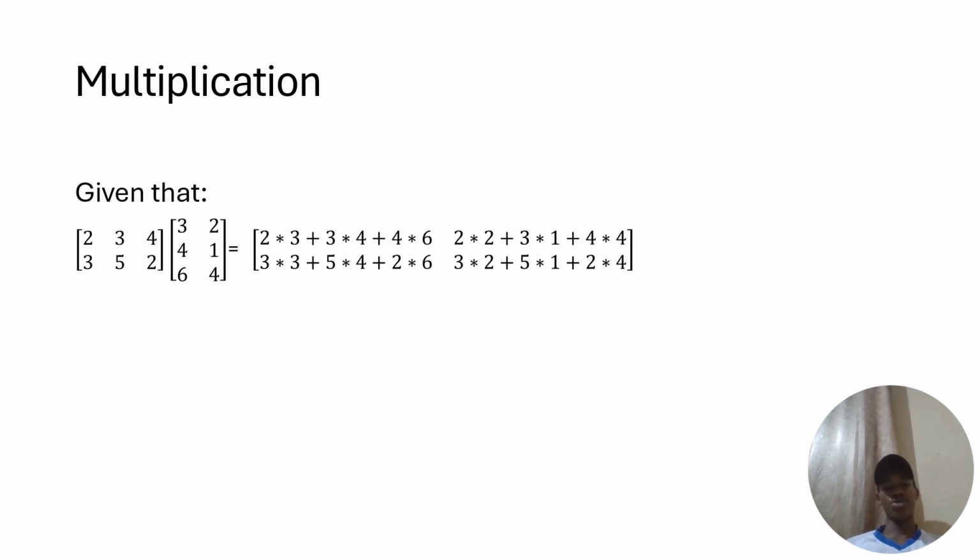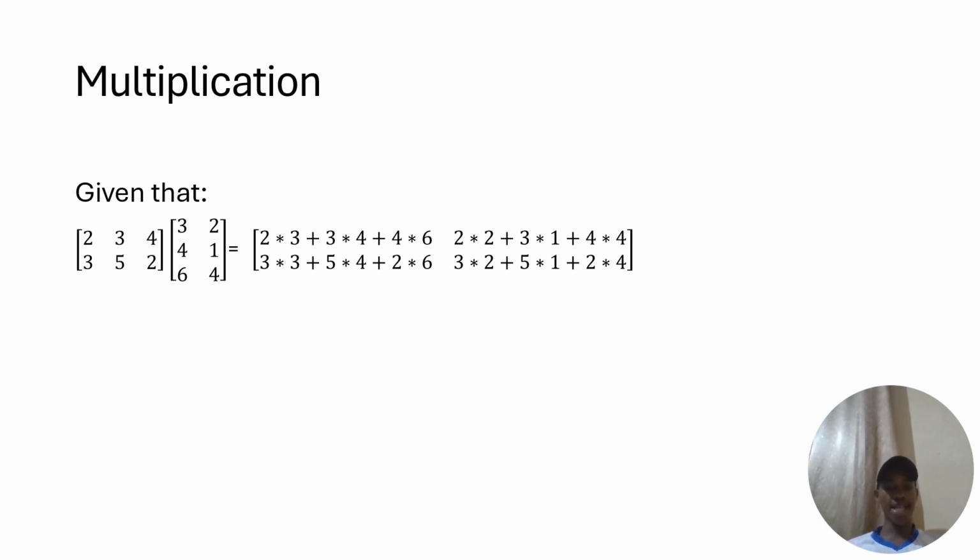As I can say, 2, 3, and then 3, 5, then 4, 2. Those are columns. So we regard that one to be a 2 by 3 matrix. Then the next one, 3, 2, 4, 1, 6, and 4. So those are rows. Then when I talk of columns, as I've said, they flow from up to down. So that is to say 3, 4, and 6. And then another column, we are having 2, 1, and 4.